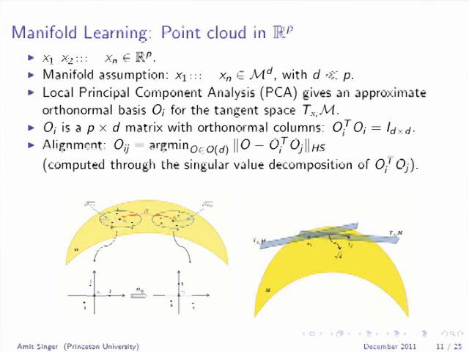And this thin and long matrix has d columns, so the manifold is d-dimensional, and p is the ambient space dimension. And it's an orthonormal basis. So O_i transpose O_i is just the d by d identity matrix.